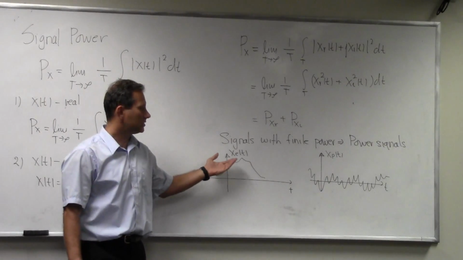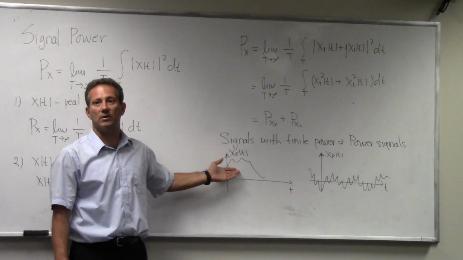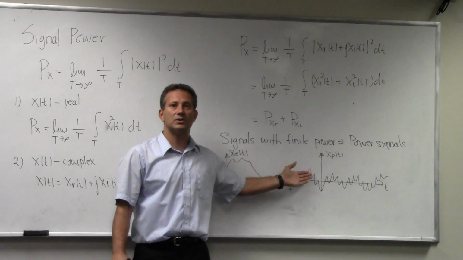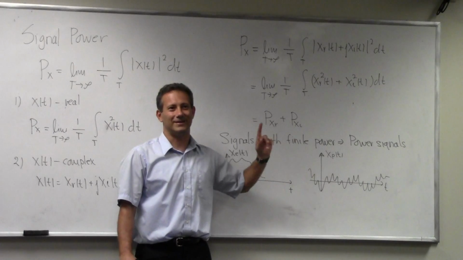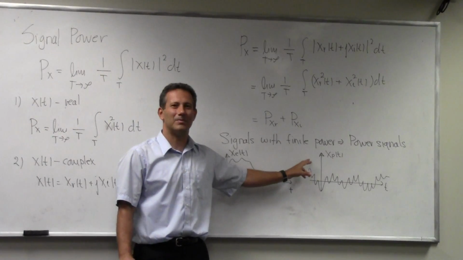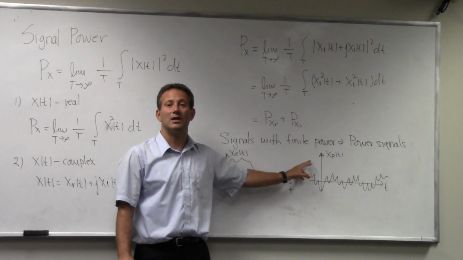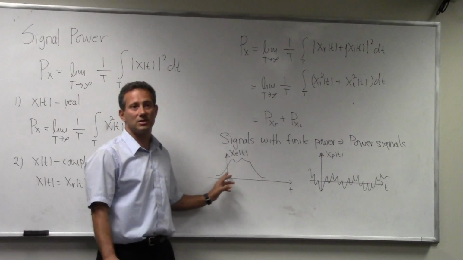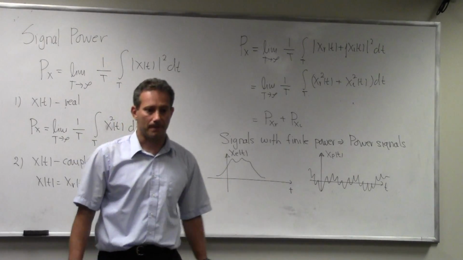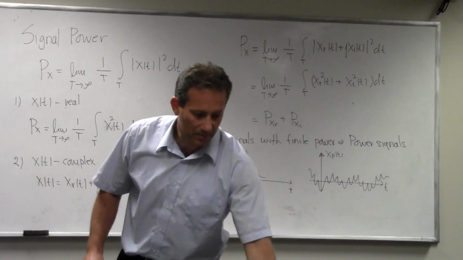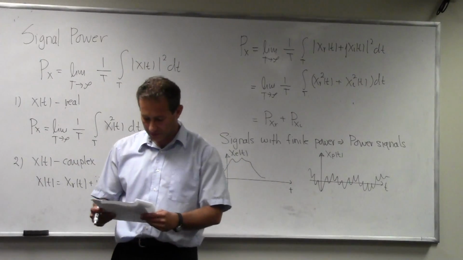And if the signal is an energy signal, what is its power? Zero power. And if the signal is a power signal, what is its energy? Infinity, right? Be careful. Power signals have infinite energy and finite power; energy signals have finite energy and zero power. Okay? So let's walk through some examples and illustrate the calculation of these.